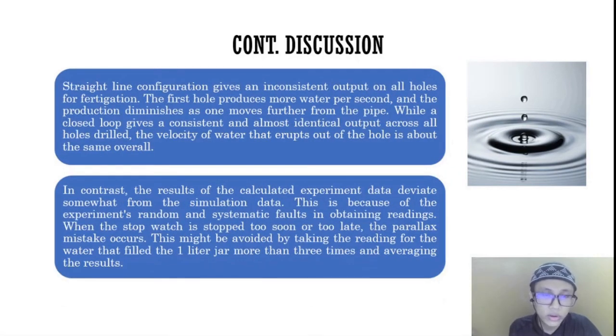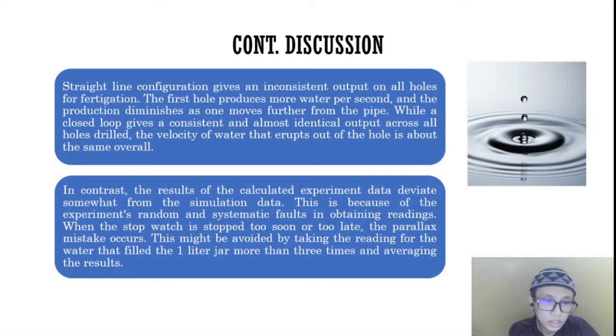The straight line configuration gives an inconsistent output on all holes for fertigation. The first hole produces more water per second, and the production diminishes as one moves further from the pipe, while a closed loop gives a consistent and almost identical output across all holes drilled. The velocity of water that erupts out of the hole is about the same overall.